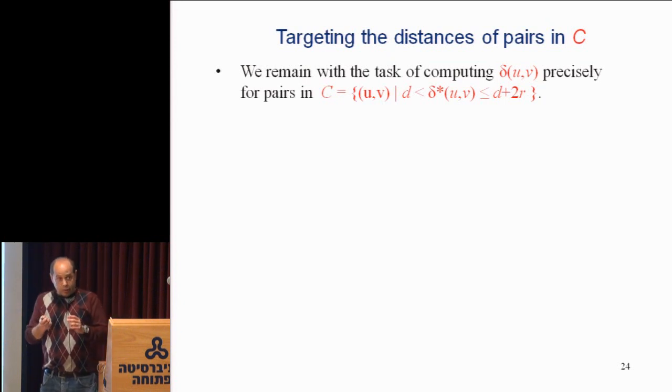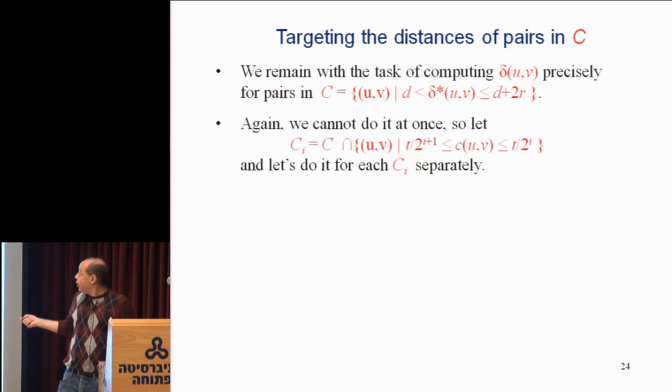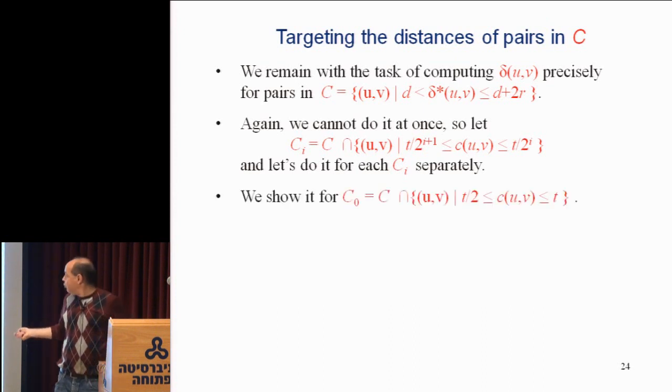And now our second goal is to compute precisely the delta for the pairs in this undecided set C. These pairs that I don't yet know what their distance is. So here, again, I'll not do it all at once. I'll do it between t and t over 2, t over 2 and t over 4, t over 4 and t over 8, etc. So let's see how to do it when delta UV is between t and t over 2. So call this subset of C of these pairs C0.